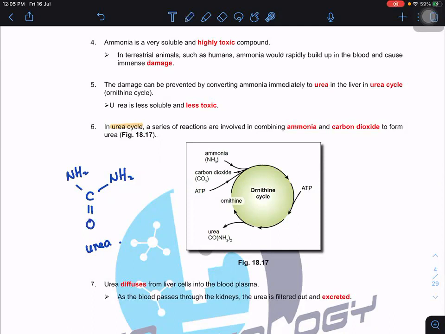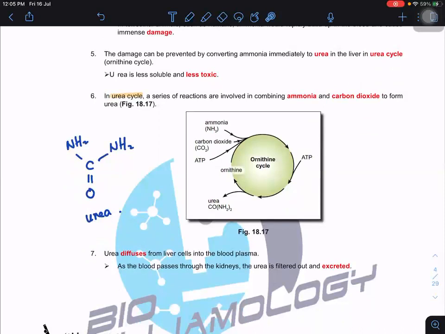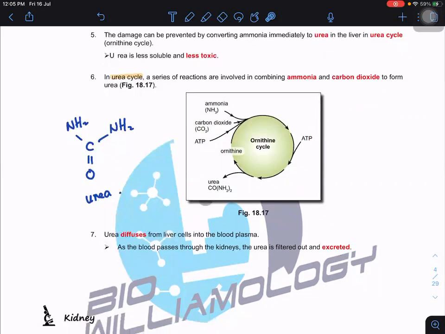So urea diffuses from the liver cells into the blood plasma. As the blood passes through the kidney, the urea is filtered out and can be excreted. Okay, so with this, I have done the first part, the excretion.